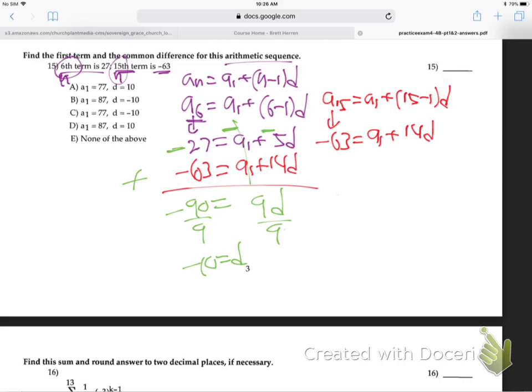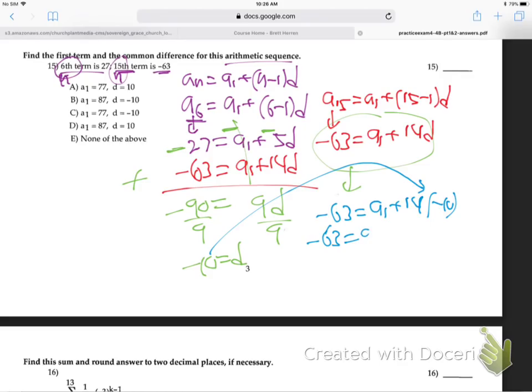So we got d. Now we have to get A1. How do we get A1? Go wherever you want. Pick an equation, like how about that one right there? I'll just do that one. So negative 63 is A1 plus 14d, but I know d is negative 10, so put in a negative 10. So negative 63 is A1 plus negative 140. So add 140 to both sides. Is it 77? Yeah. So there it is, 77 and negative 10. Two equations, two letters, A1 and d. Is that good? I better keep moving.